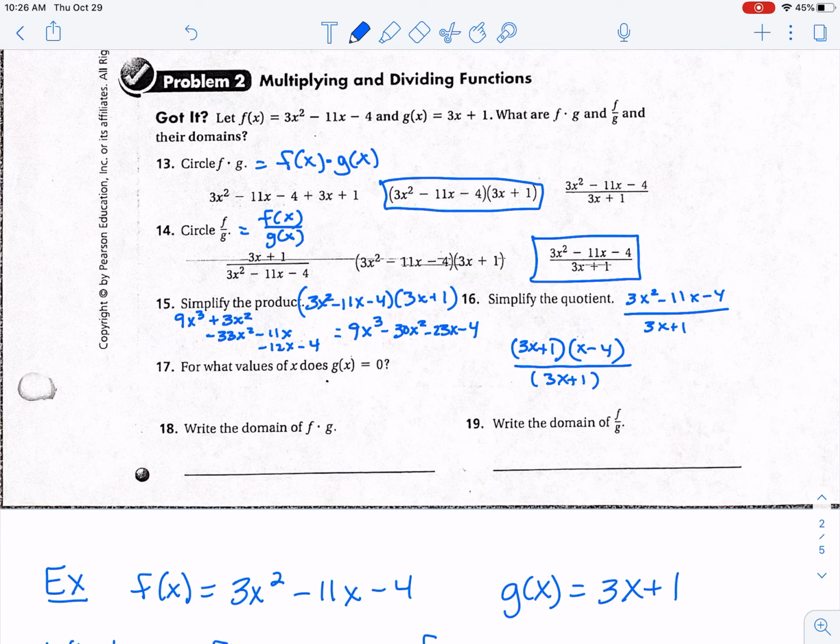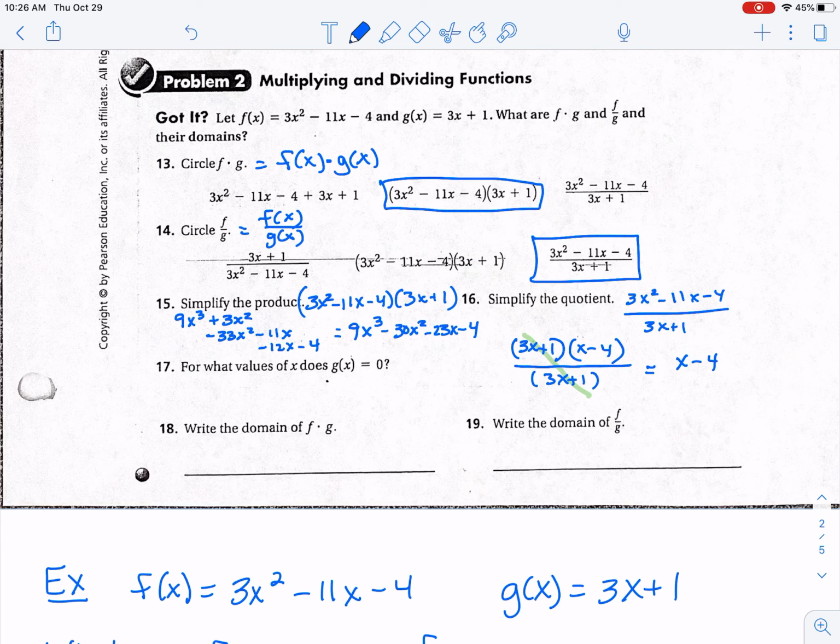Here's what I see. The 3x plus 1 over 3x plus 1 cancel. That cancels. And that leaves me with an x minus 4. So what's the domain? Actually, you know what?